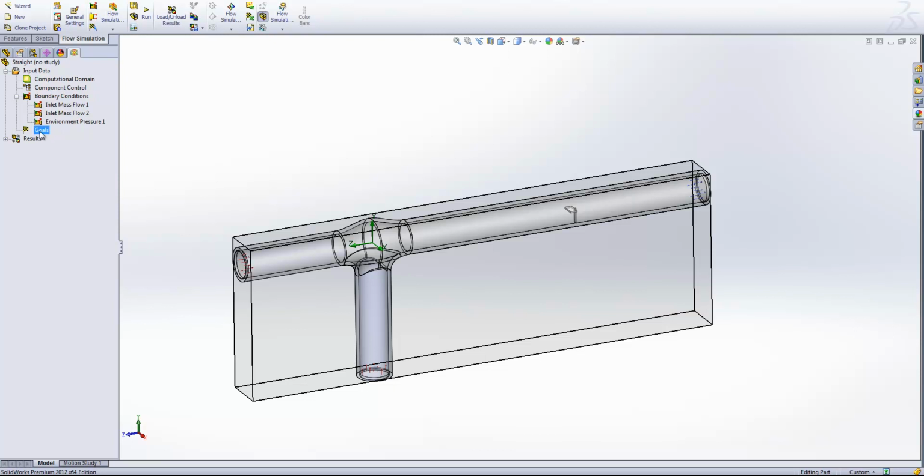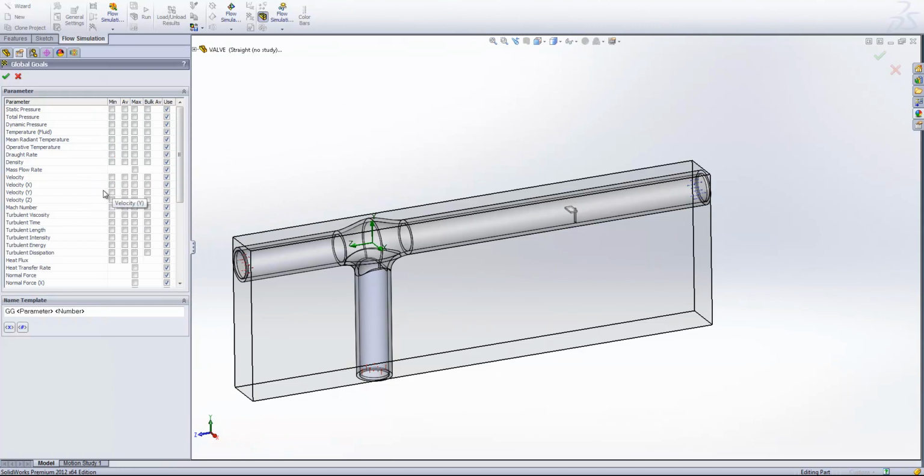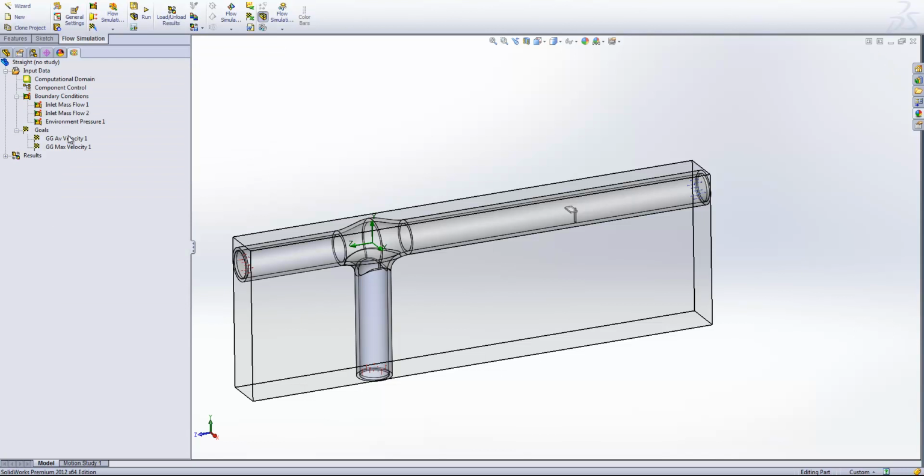So if I right click on the goals, I'm going to generate some global goals here, and in this case I'm just going to select the average and the maximum velocities present within the entire control volume. If I select OK, you'll see that these two goals are generated. Next, I'm also going to have a couple of goals just to verify that we've got the correct mass flows on each of the inlets and outlets.